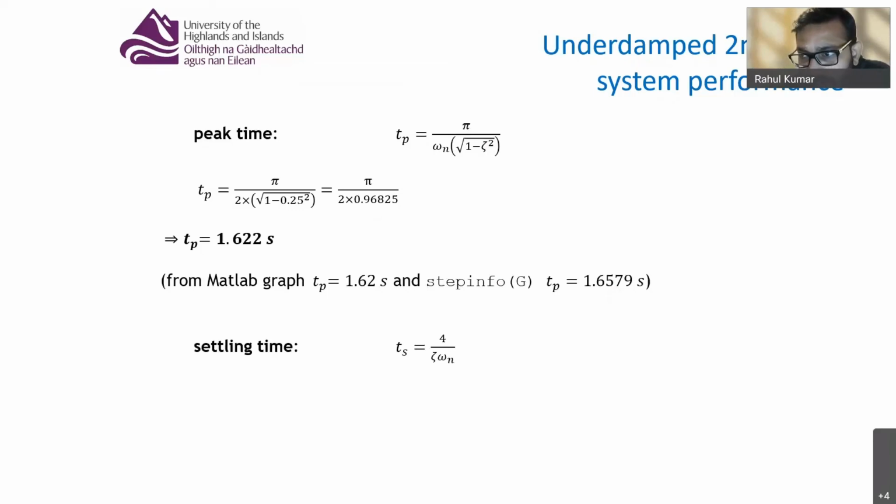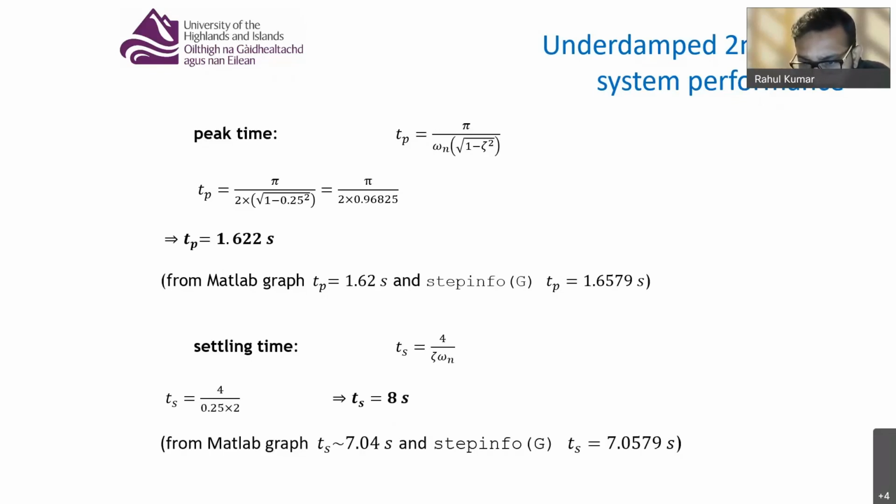The next thing which we have to find is the settling time, Ts. For that again you will need the value of zeta and omega n. Simple substitution, and if you do the calculation you will end up getting 8 seconds. Using stepinfo G, it comes out to be about 7.05. A little bit of difference is there, but okay enough. Just a difference of 1 second.